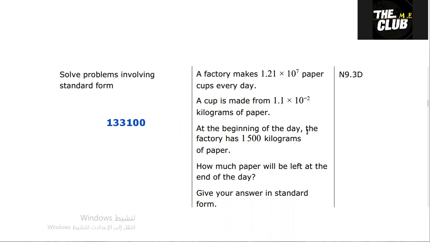And at the beginning of the day, the factory has 1,500 kilograms. This one is less than this one. You gotta add it up, not subtract it. No, how much paper is left means subtraction. Okay, let's subtract it. So then 131,600. I think there's a problem with the question.